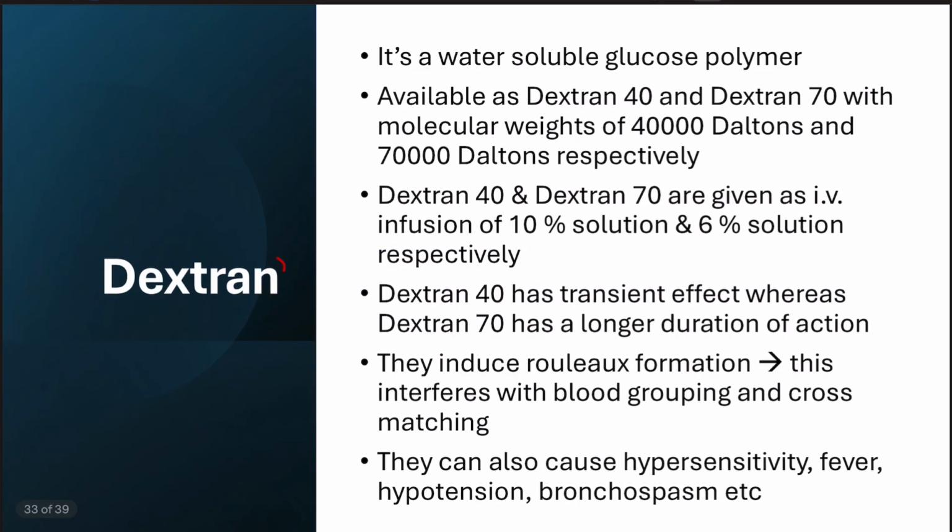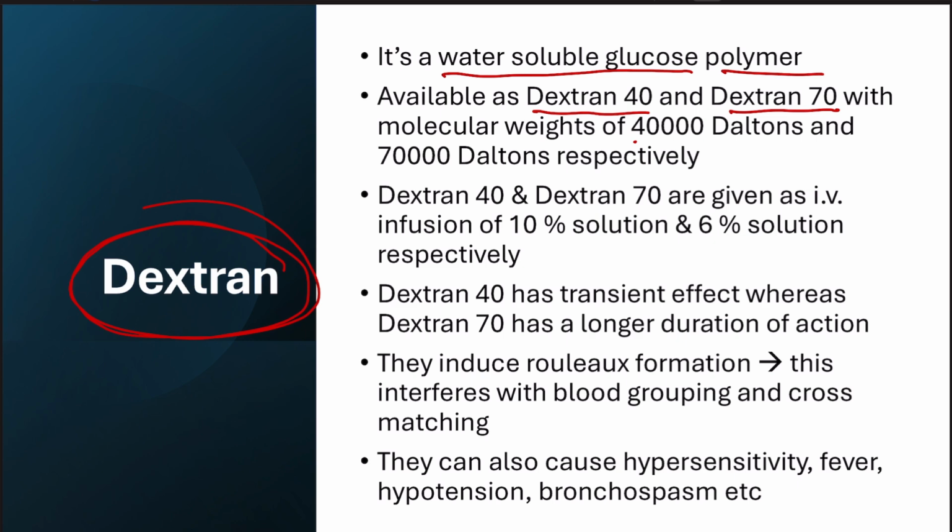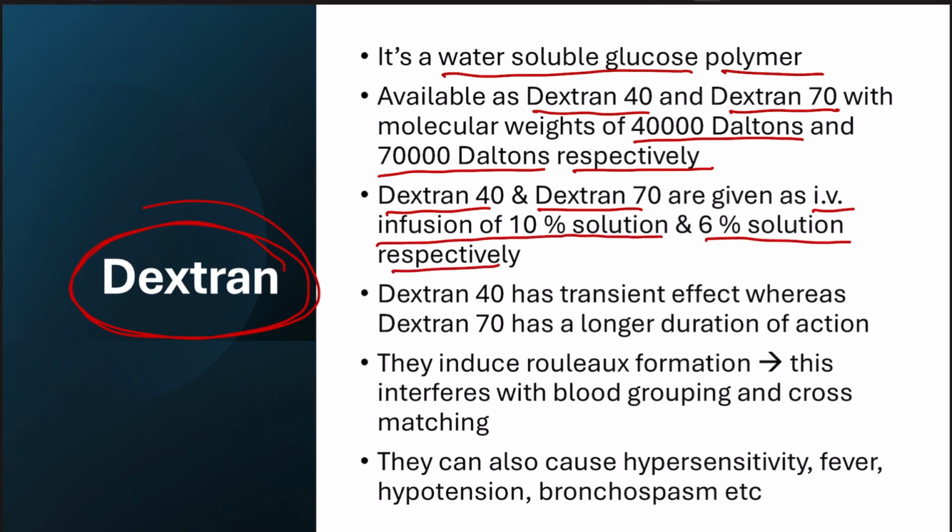Then coming to the next colloid, that is dextran. It is a water soluble glucose polymer. It is available as dextran 40 and dextran 70 with molecular weights of 40,000 daltons and 70,000 daltons respectively. Dextran 40 and dextran 70 are given as IV infusion of 10% solution and 6% solution respectively. That is, dextran 40 is given as 10% solution and dextran 70 is given as 6% solution. Dextran 40 has a transient effect, whereas dextran 70 has a longer duration of action for plasma expansion.